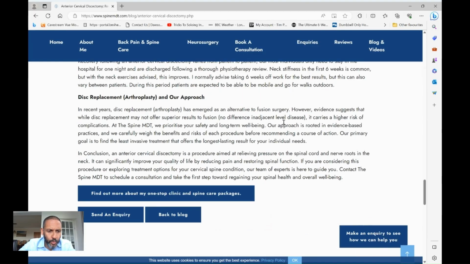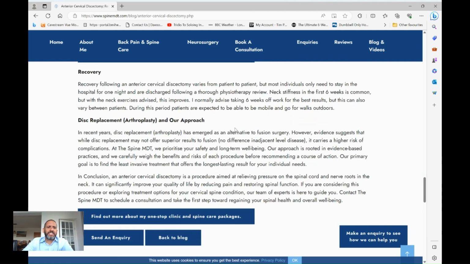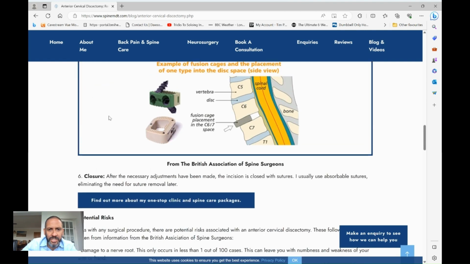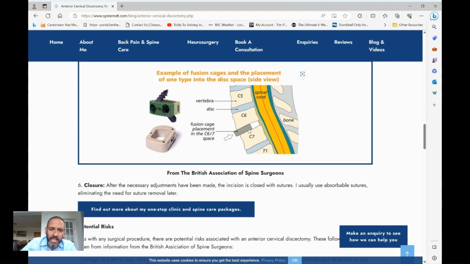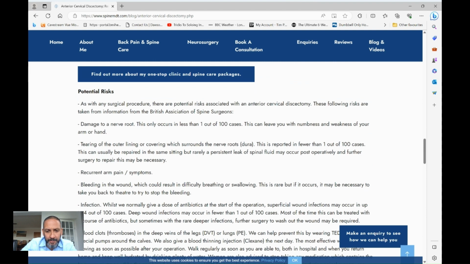I also briefly talk about anterior cervical disc replacement. That's where, instead of the cage that we talk about here, there's an artificial disc which allows a degree of movement. I tend not to carry out this procedure myself because a recent study published in a centre in Europe that has a high volume of disc replacement compared it with this operation, the anterior cervical discectomy, and it showed no difference in the rate of adjacent level disease, but a slightly higher complication rate. And for that reason, I tend not to carry out that procedure.